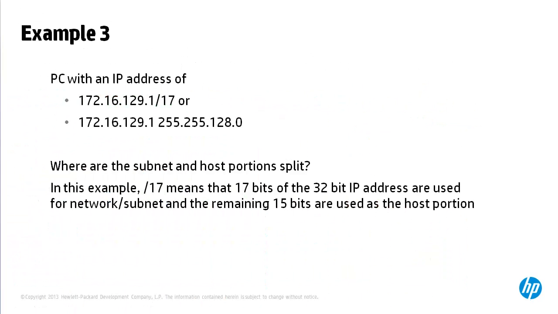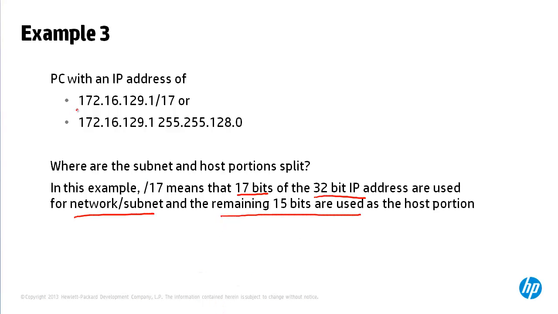Here's one more example using the binary method, and then after this I'm going to show you the quick method. If a PC had an IP address of 172.16.129.1/17, what is the subnet, broadcast, first host, and last host? Here once again we need to work out where the subnet and host portions are split. So which portion is subnet and which portion is host? So /17 means that 17 bits of the 32-bit IP address are used for network and subnet, and the remaining 15 bits are used for the host portion.